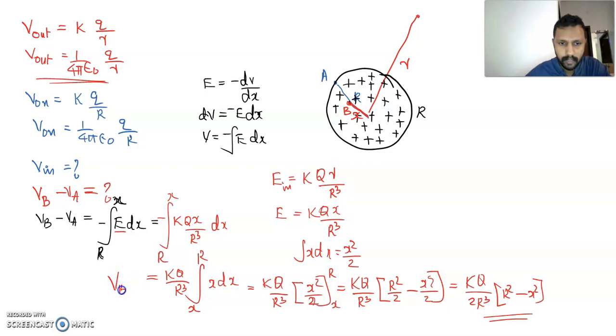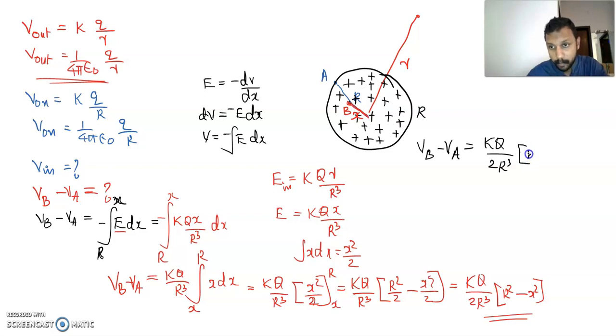What was this? It is VB minus VA. Let me write it over here. We are getting VB minus VA is equal to kq divided by 2R cube into R square minus x square. Is this the answer? No. This is the potential difference. Then what is VA in this? VA is the potential at this point. That is, VA is the potential at the surface.